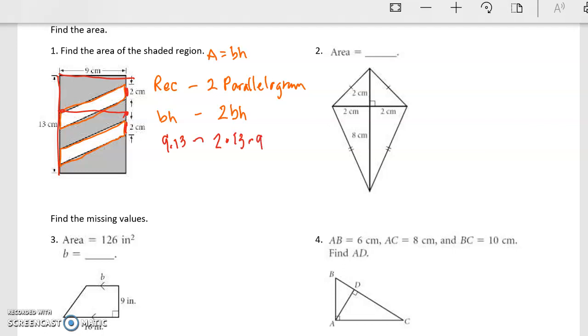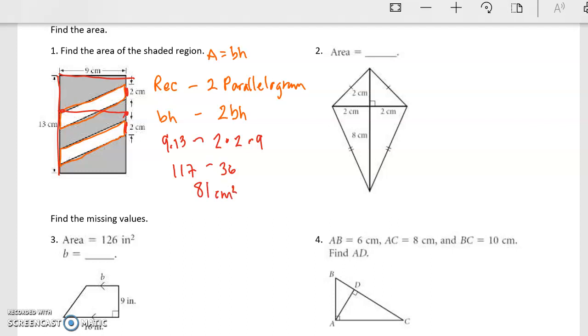And then we can just go ahead and compute that. So 117 minus, I'm sorry, this should not be a 13. That should be a 2. There we go. And it's 81 square centimeters.